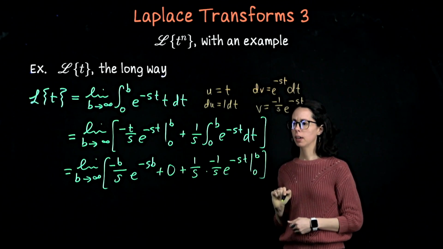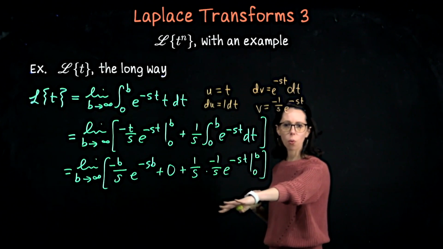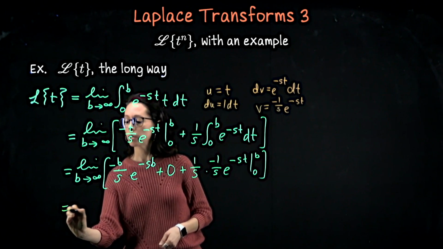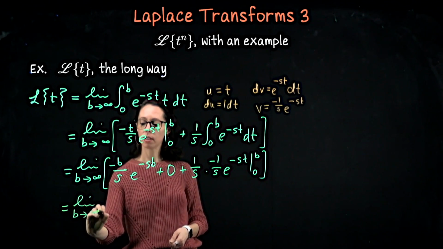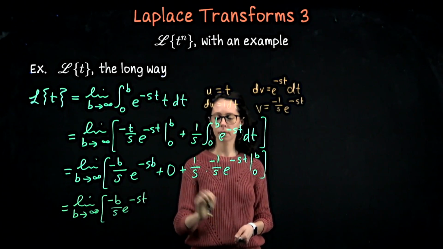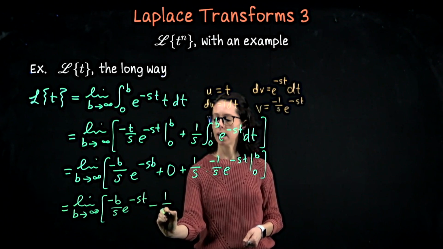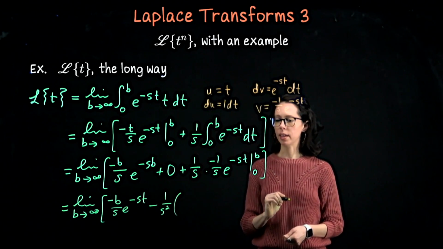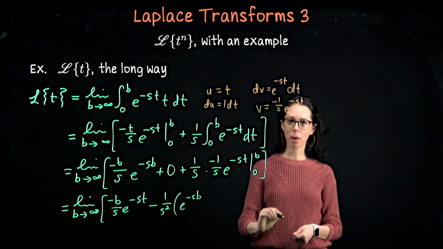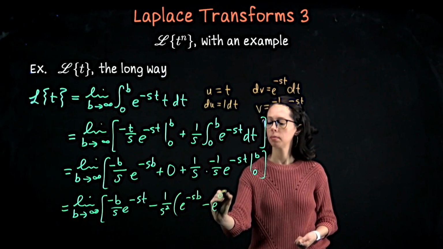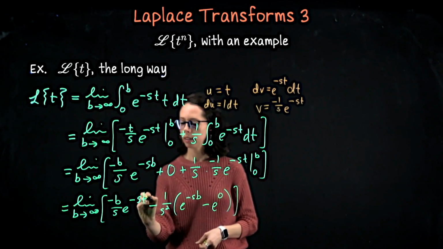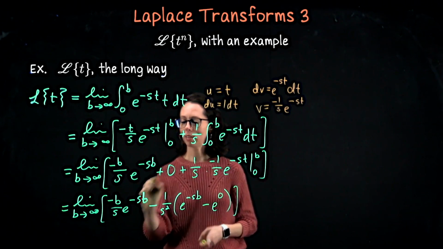Okay, we could go ahead and evaluate this, but I think I'll just rewrite the whole thing so that we can plug in these bounds, and then we will evaluate the whole expression as b goes to infinity. So this is going to be the limit as b goes to infinity of this part, so negative b over s e to the negative sb minus 1 over s squared, and then let me plug this in, and I'll write e to the negative sb minus e to the 0, which is 1. I have a little mistake here. Should have written b. Okay, there we go.